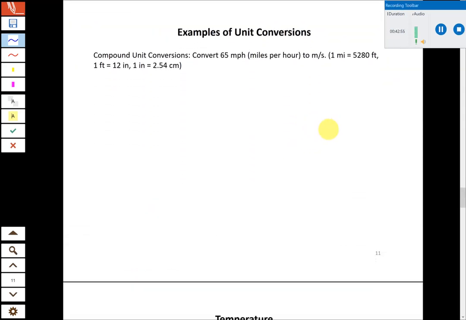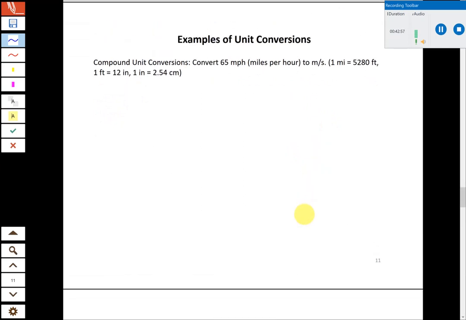All right, and then one other unit conversion that I'll go through is if we have a compound unit. The previous ones were just units of length, meters and miles and things of that sort. Now we're doing a compound unit conversion. So let's say we're driving 65 miles an hour on the freeway, and we want to figure out what that is in meters per second. And again, I gave you some of the distance conversion factors here to help you out.